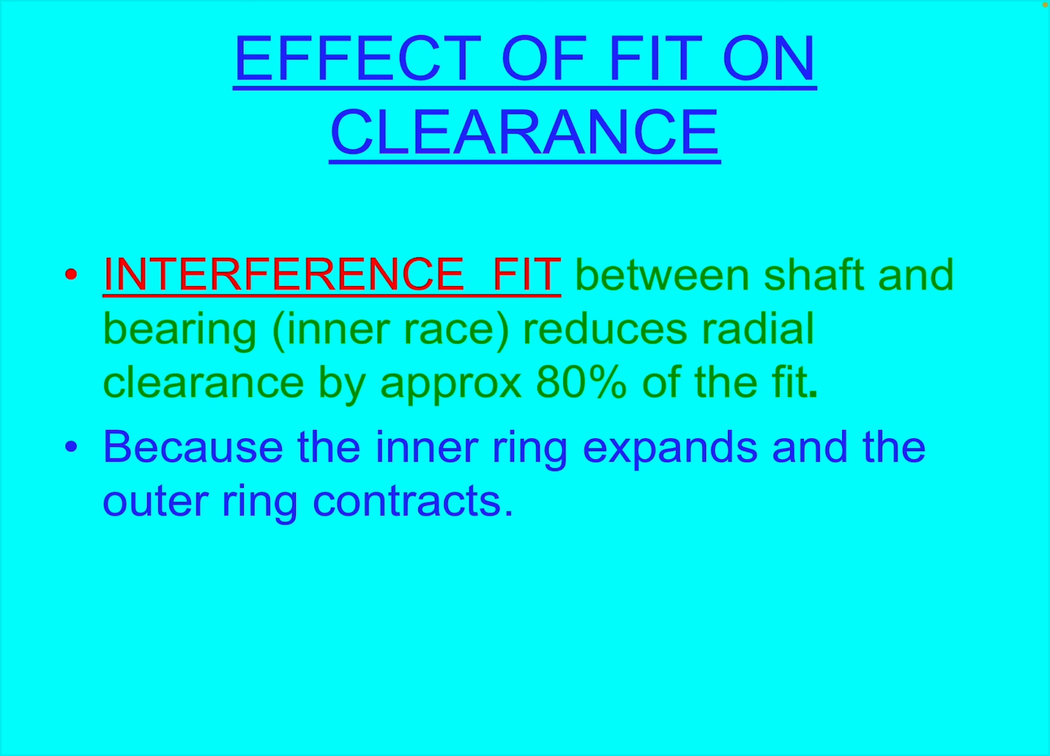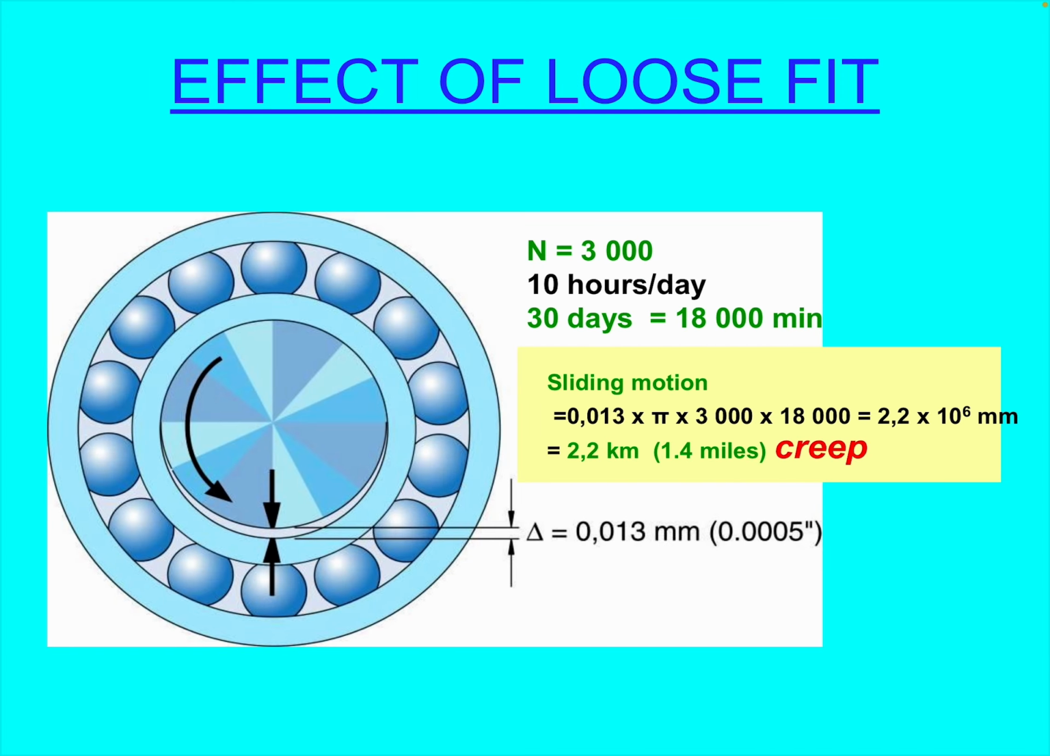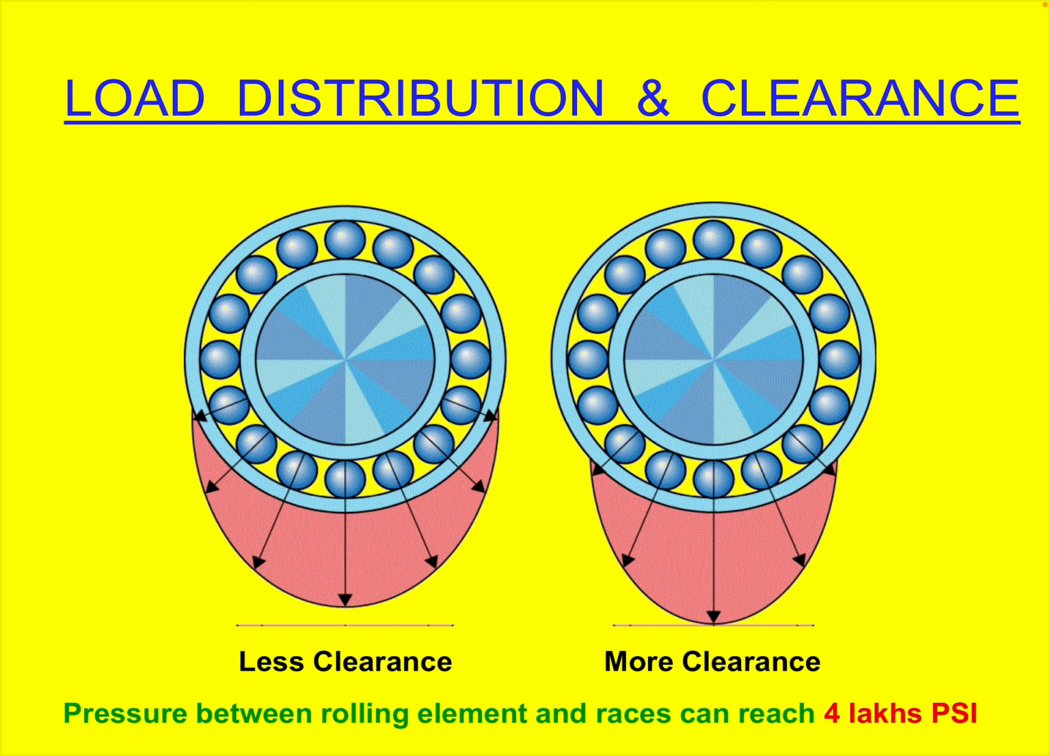An interference fit between the shaft and bearing inner race reduces the radial clearance by approximately 80% of the fit, because there is expansion of the inner ring and contact with the other ring. Effect of loose fit. N is equal to 3000, for 10 hours per day, 30 days, 180 minutes; the clearance delta is 13 micrometers.